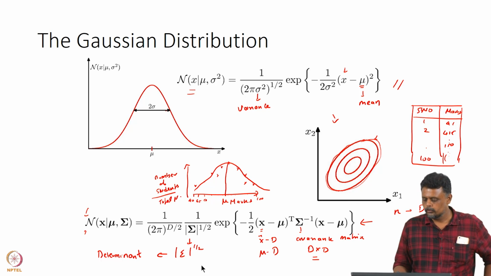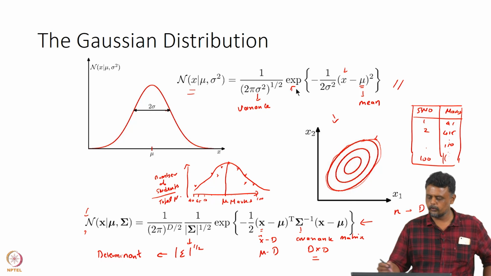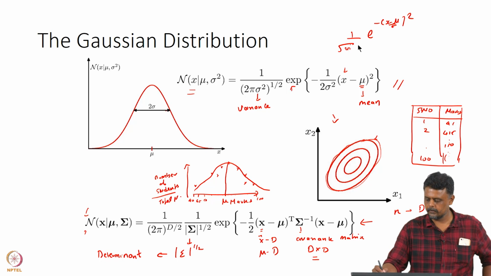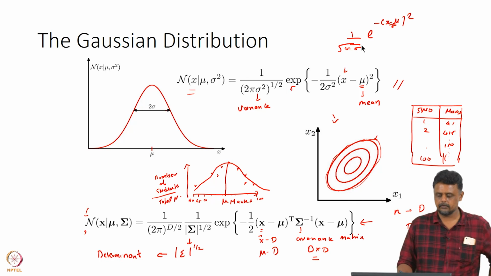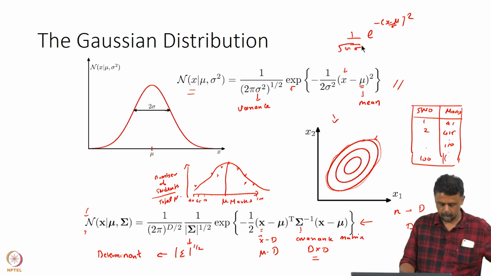So, this is the general form of the Gaussian distribution. This exponent comes in the exponent. You will typically be writing it as something like this for one dimension, and you will have 1 over square root 2 pi sigma, the normalization constant.